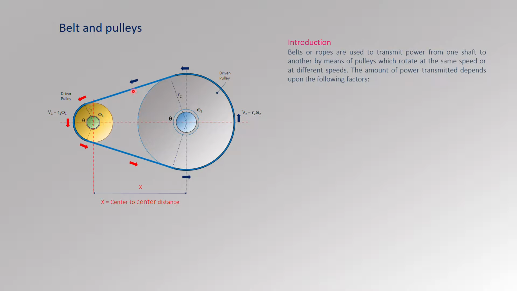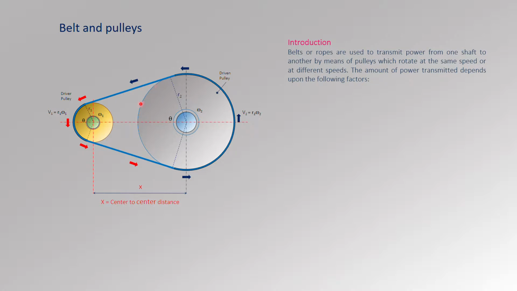So which side of the arrangement, the upper or the lower side, is tight or slack depends on the direction of rotation of the driver pulley. Okay, it depends on the direction of rotation of the driver pulley. So in this case here, the driver pulley is rotating in the anti-clockwise direction, so the upper side is tight, the lower side is slack. So if the driving pulley is rotating in clockwise direction, the lower side will be tight and the upper side will be slack.